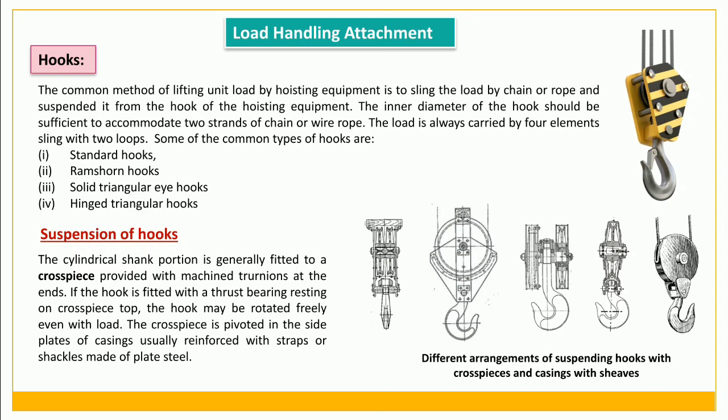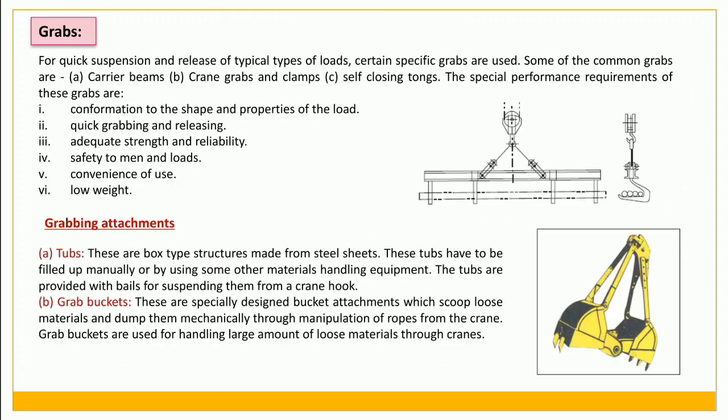The crosspiece is pivoted in the side plates of the casing, usually reinforced with a strap or shackles made of plate steel. Two or more rope pulleys or sheaves may be mounted on the extended trunnions of the crosspiece, or multiple pulleys may be fixed in the casings. You can see in the figure on the right-hand side different arrangements of suspending hooks with crosspieces and casing with sheaves. The next load handling attachment we are going to study is grabs.